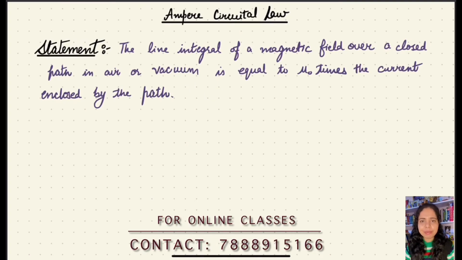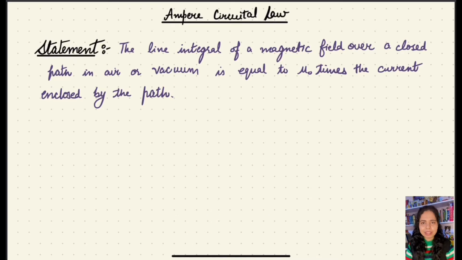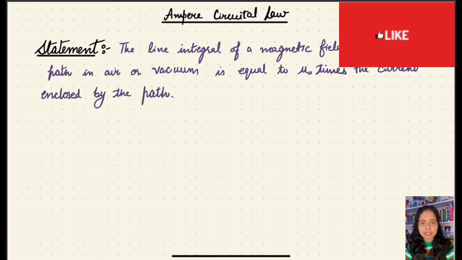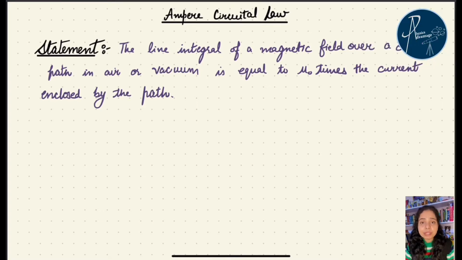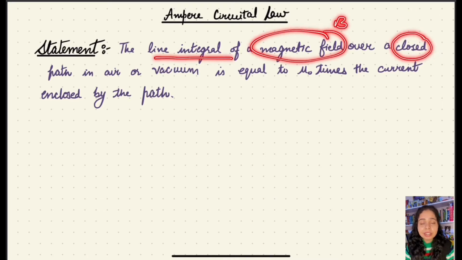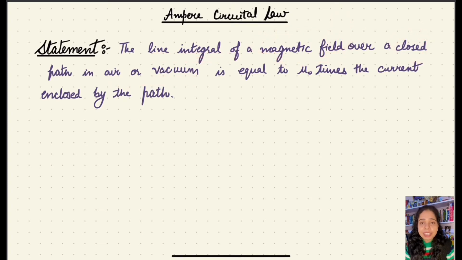This is Unit 3, Magnetic Effects of Current and Magnetism, for class 12th, and the topic which we are going to discuss today is Ampere's Circuital Law. According to Ampere's Circuital Law, if we take a line integral of magnetic field over a closed path taken in air or vacuum, then this line integral of magnetic field B over a closed path in air or vacuum is equal to mu naught times the current enclosed by this path.